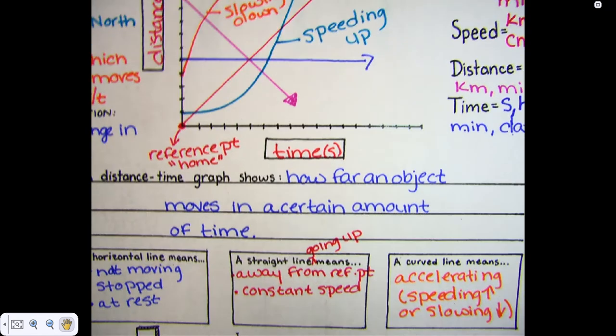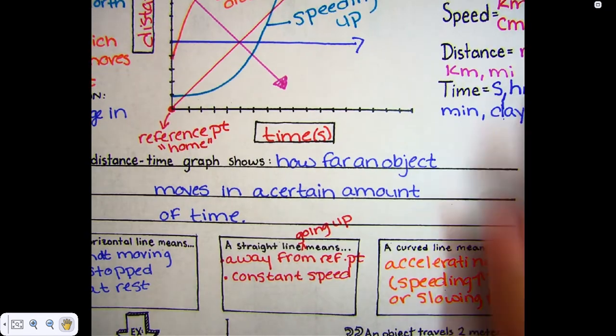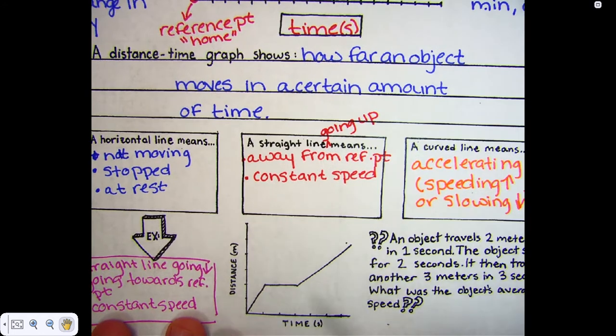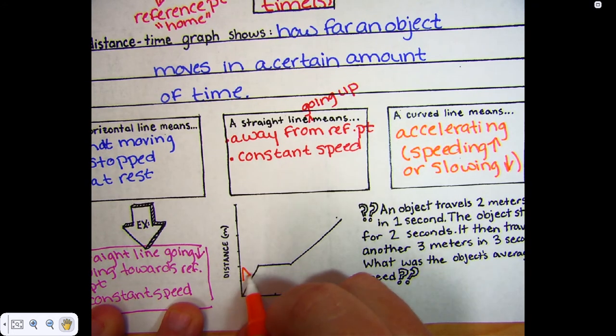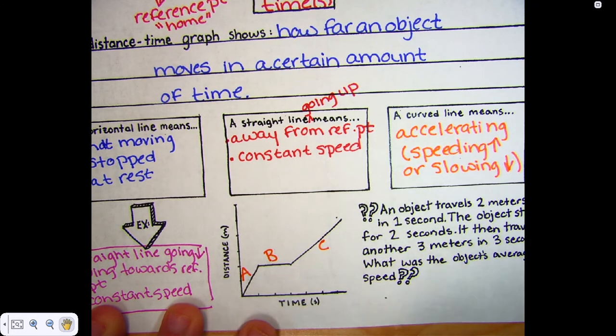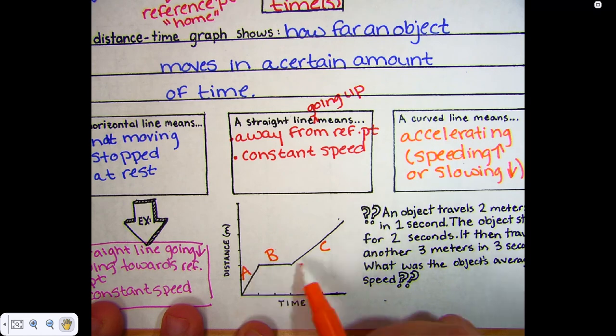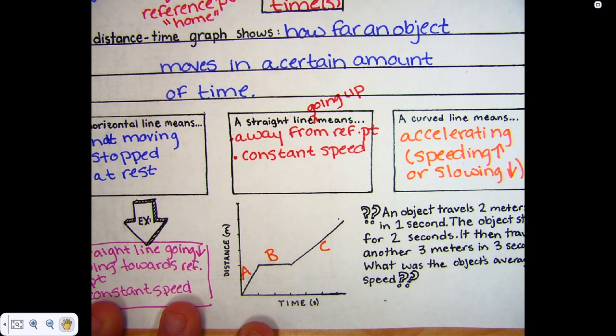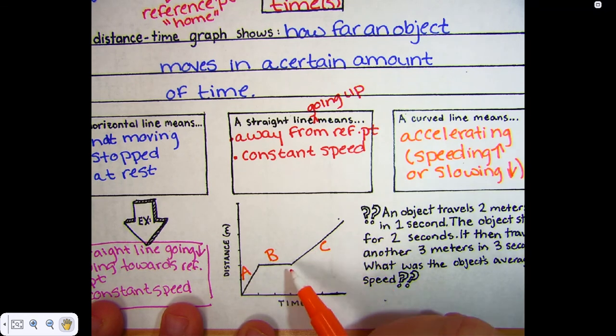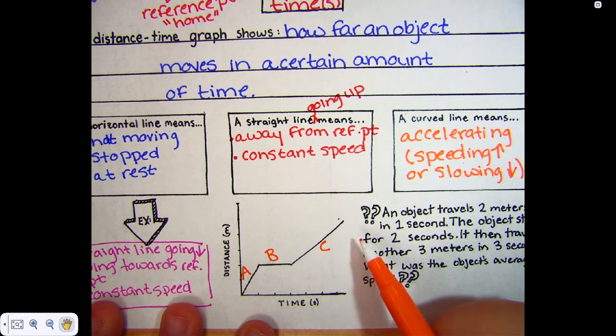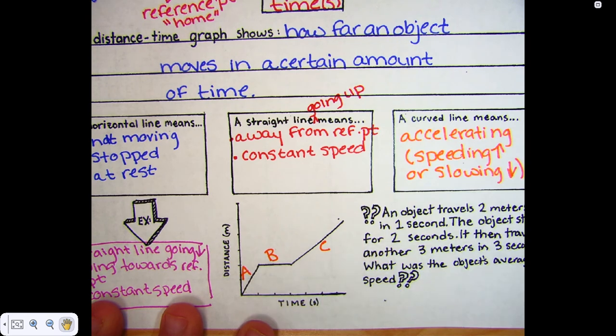All right. Now let's look at this graph down here on the bottom. In this graph, I have 3 segments, A, B, and C. So in segment B, I am stopped because that's a horizontal line. If I compare A to C, which one is going faster? Well, look at the lines. This one increases faster than this one does. This is much steeper than this one. So A is actually going the fastest.